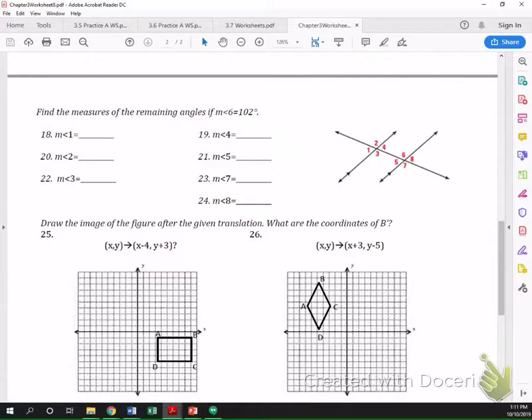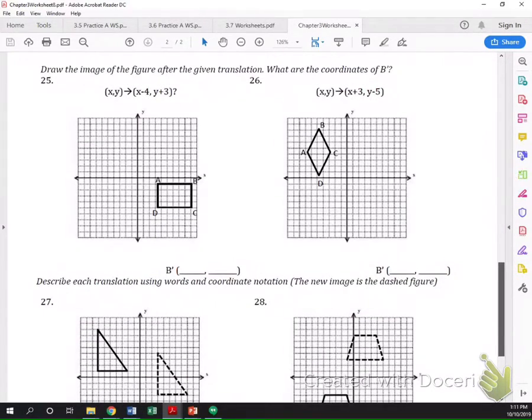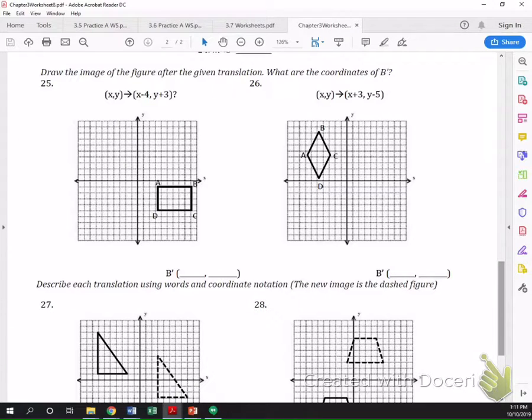All right, let's continue on. There is one just like this on the test tomorrow. So we are basically taking this whole thing and we're moving it where? Down 4. Over 4. Which way is over? Left 4.